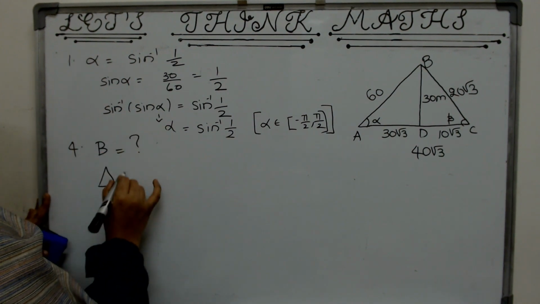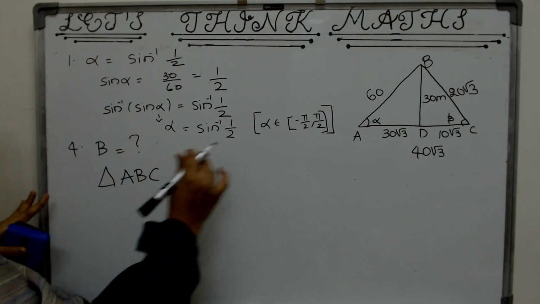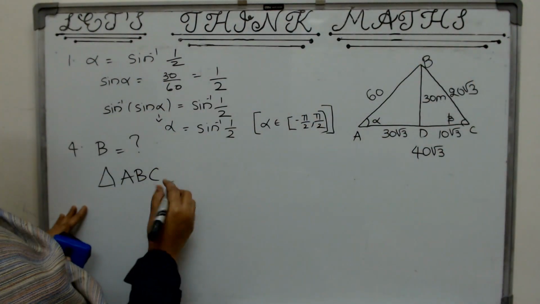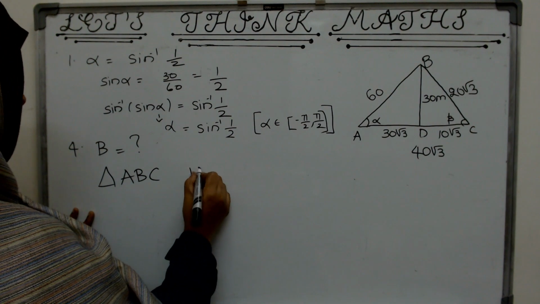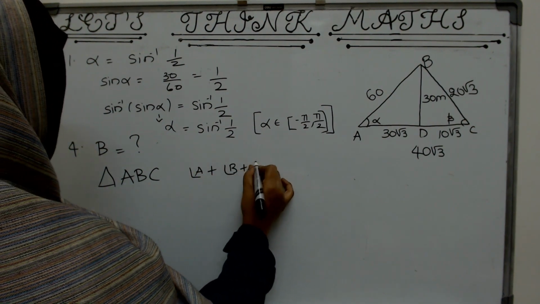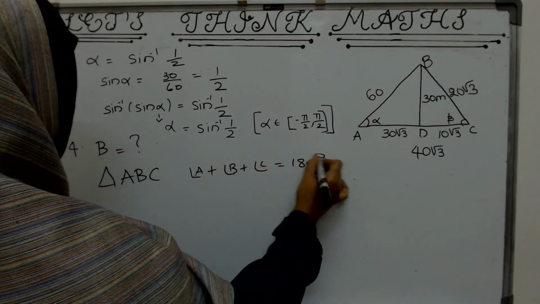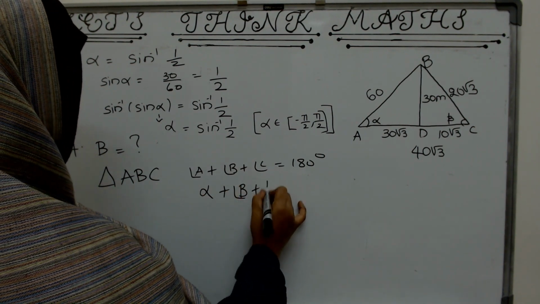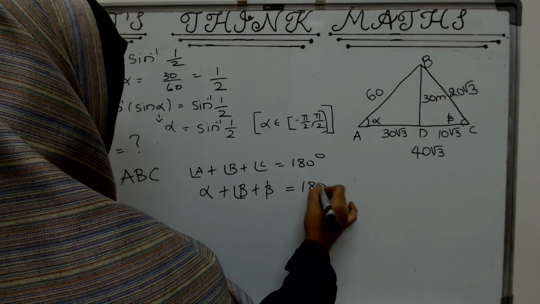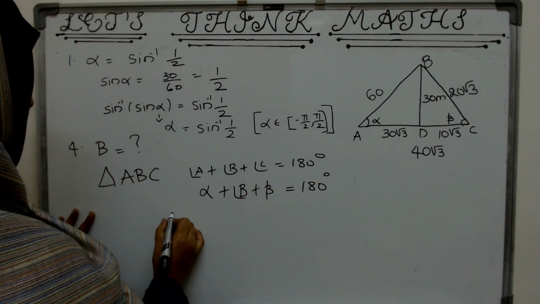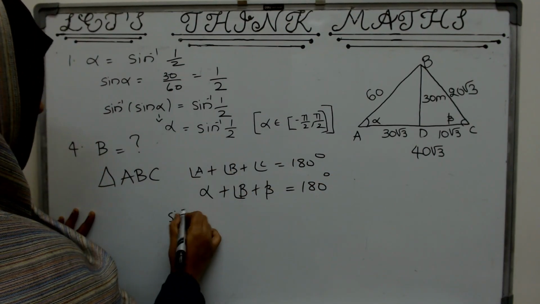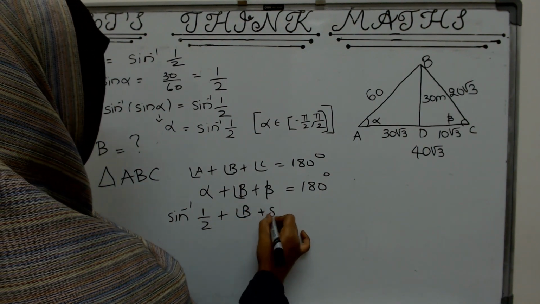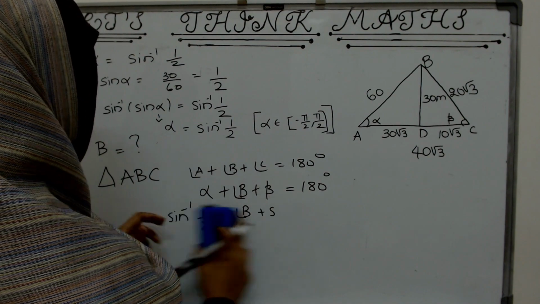Consider the triangle ABC. So far we were considering two different triangles, right? Now consider the whole triangle ABC. So what will you have? Angle A plus angle B plus angle C will give you 180 degrees. But A is alpha and C is beta, and together they give you 180. But what is alpha? Alpha is sine inverse of half. You have it here. And what is beta? It was tan inverse of √3, right?